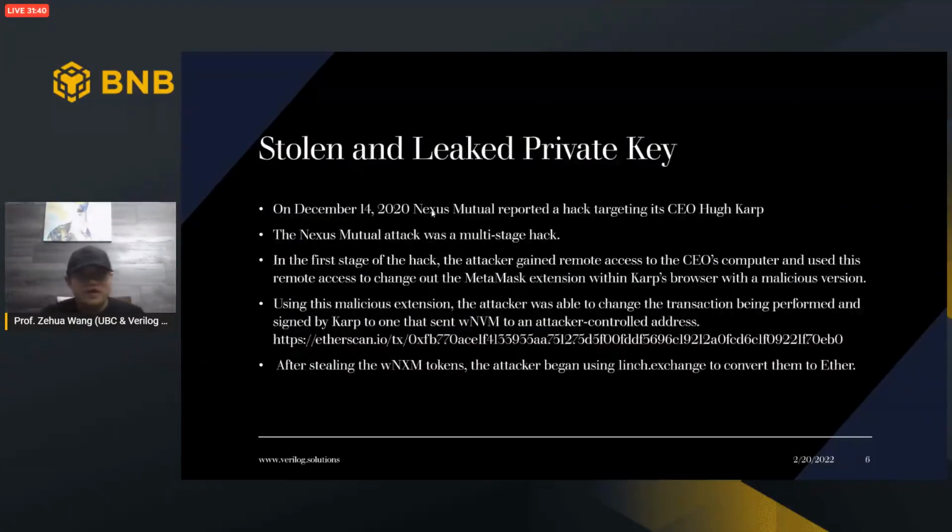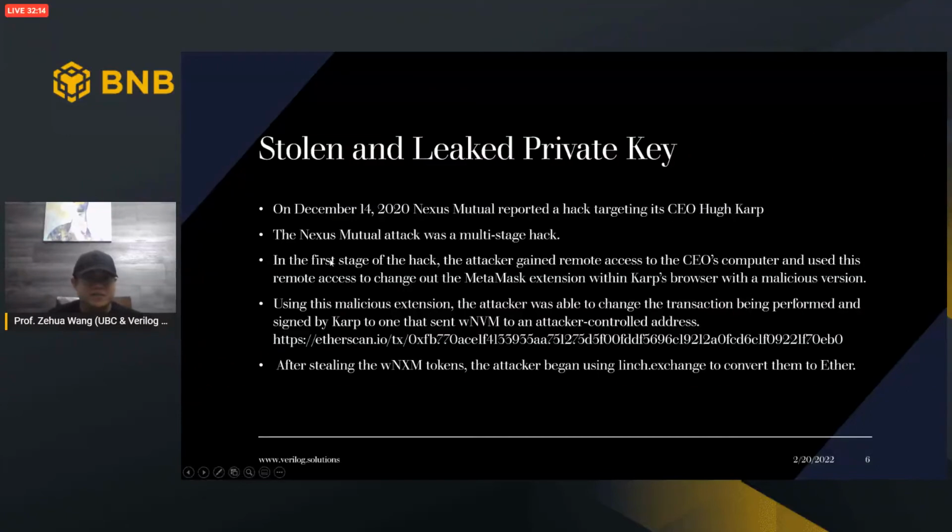The next one is a little bit easier than the previous flash loan attack: the stolen and leaked private key. There was an event almost 1 year ago, on December 14th. Nexus Mutual reported a hack targeting its CEO, Hugh Karp. So this hacker stole the CEO's private key in 3 steps.